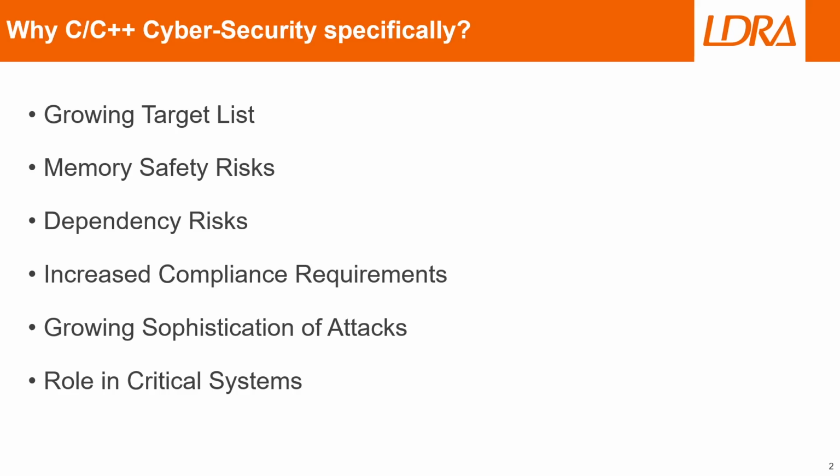There's also a big growth in the sophistication of the attacks being posed on these C and C++ projects. Modern attacks are going to leverage advanced techniques like return-oriented programming, which specifically targets C and C++ binaries. We also have a large role in critical systems when it comes to C and C++. C and C++ is widely used in industries like automotive, aerospace, and finance, where these vulnerabilities can and have had severe safety and financial implications.